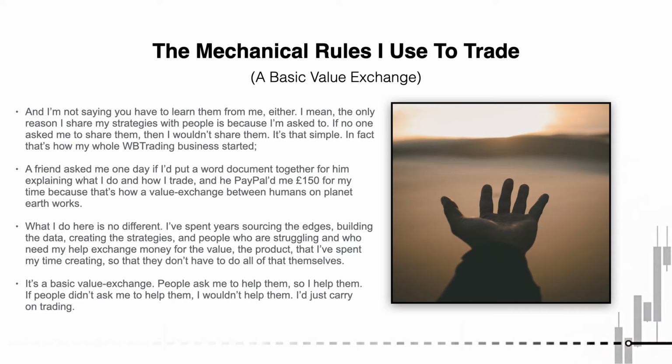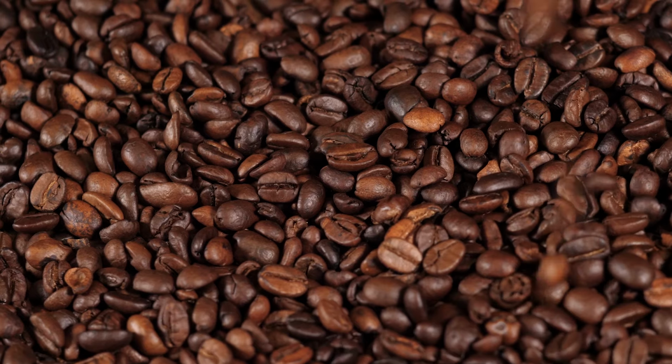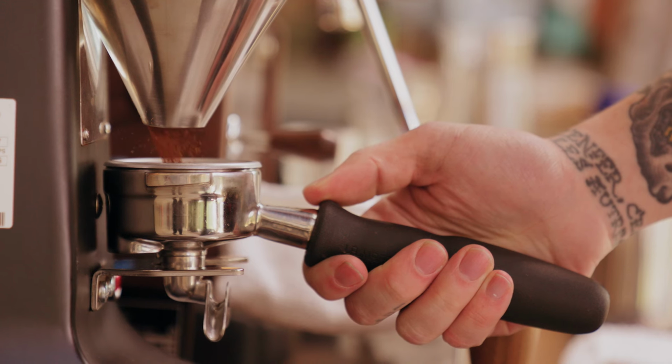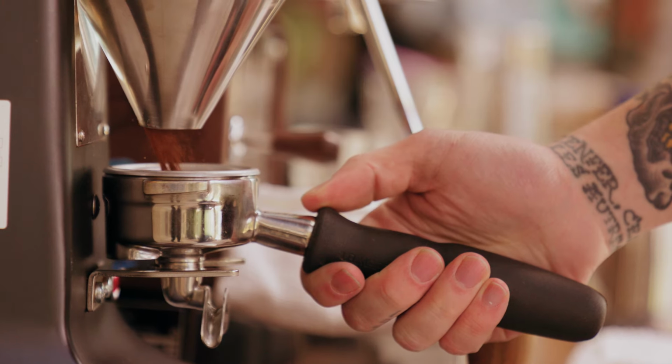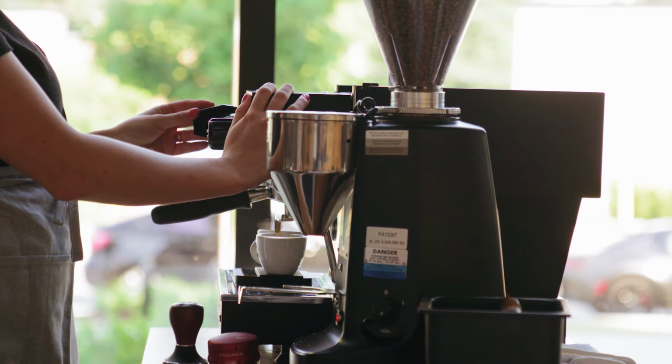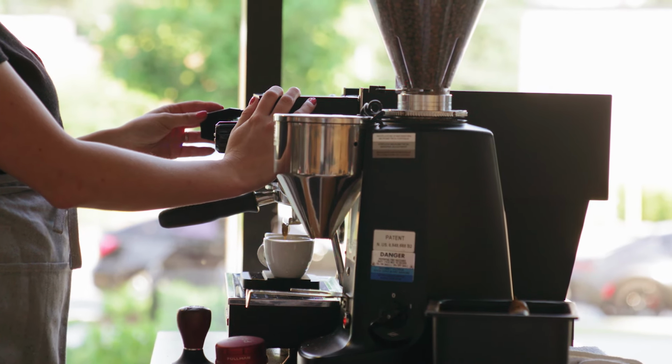It's that simple. In fact, that's how my whole WB Trading business even started. A friend asked me one day if I'd put a Word document together for him, explaining what I do and how I trade and so on. And he just PayPal'd me £150 over for my time, because that's how a value exchange between humans on planet Earth works, isn't it? Starbucks source the coffee beans, they create the recipe, they create the coffee, they hire the team and buy the cups, and then you exchange money for the value, right?